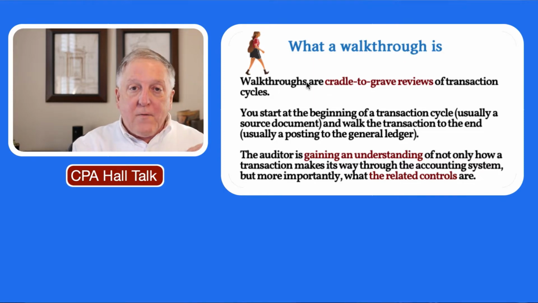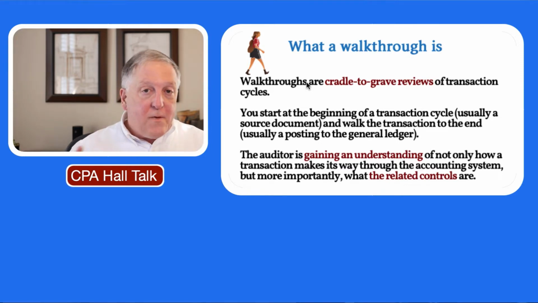We're starting at the very beginning of a cycle, and let's pick accounts payable as an example. We're going to look at the purchase order. We're going to look at the receiving documents. We're going to look at the invoices that are keyed into the accounts payable system. We're going to look at who authorizes the payment of those invoices. We're going to see who's reviewing the budget to actual for expenses compared to budget.